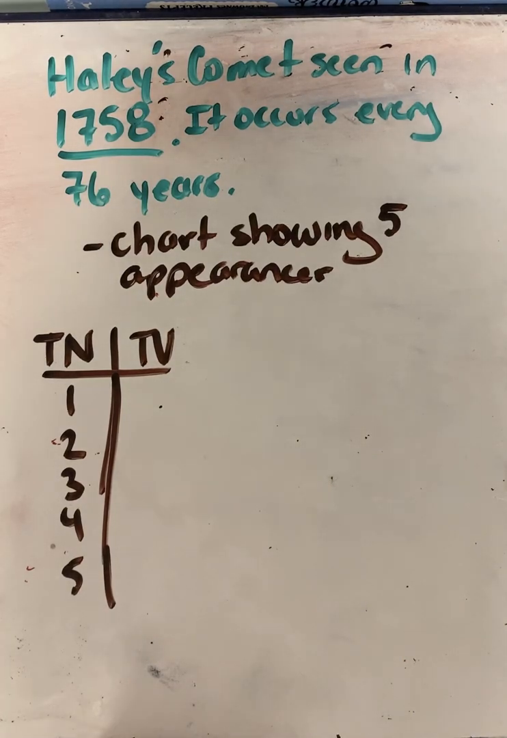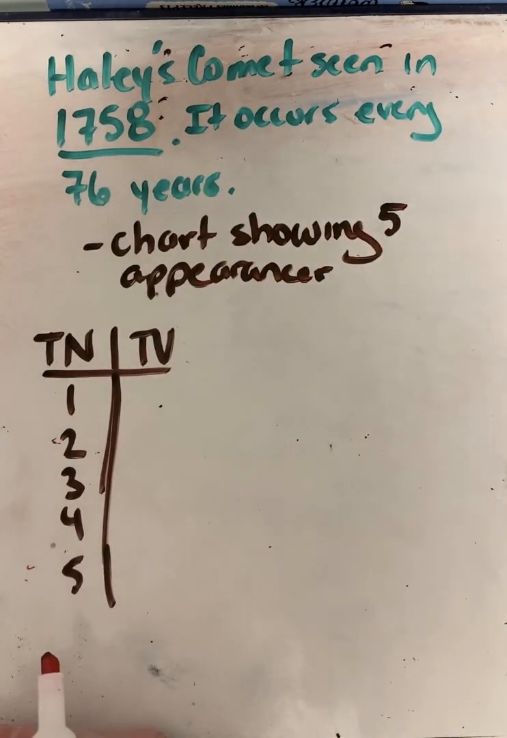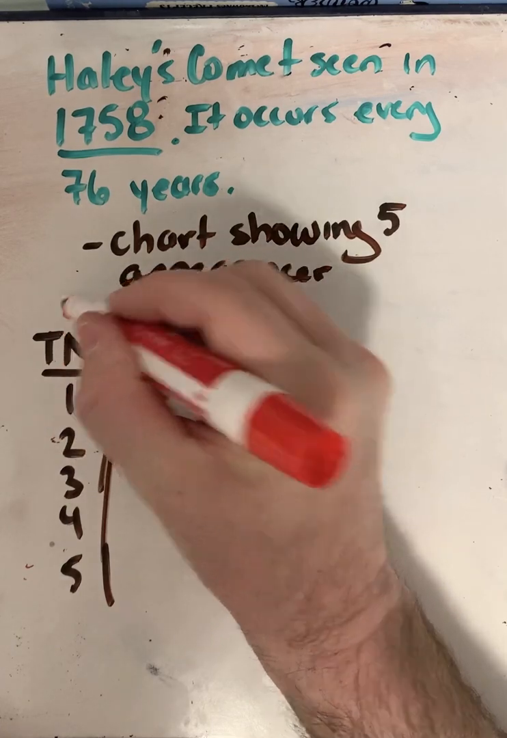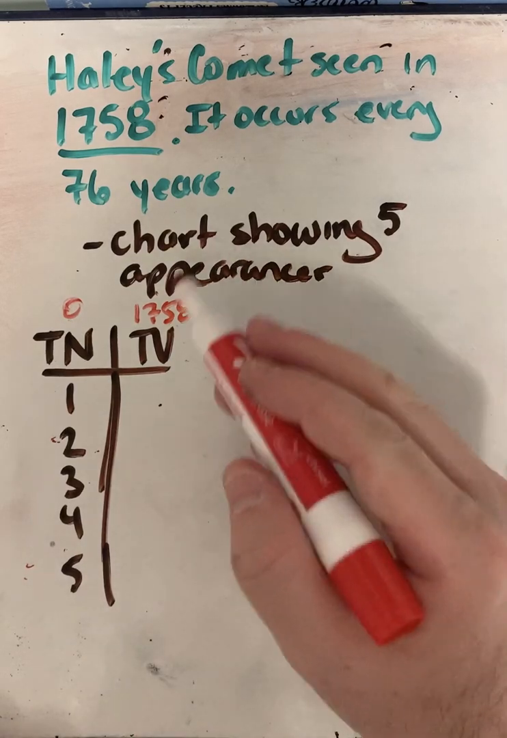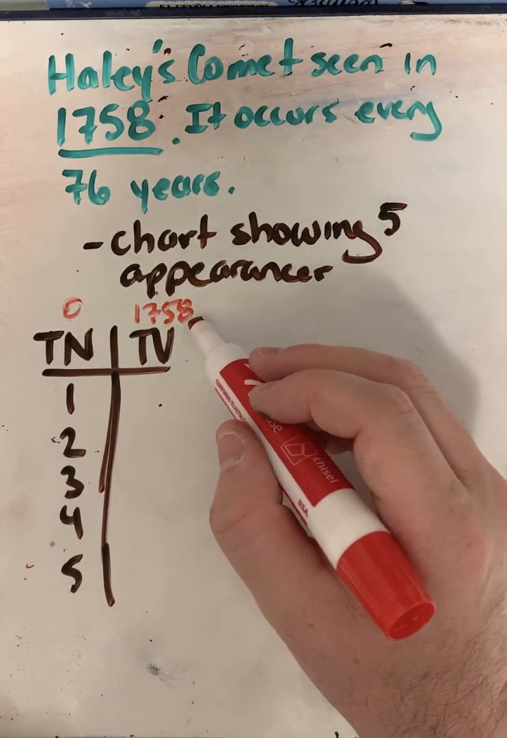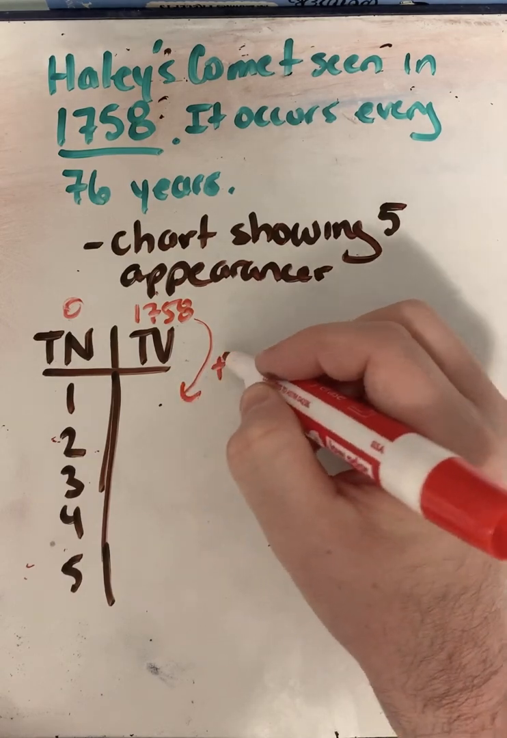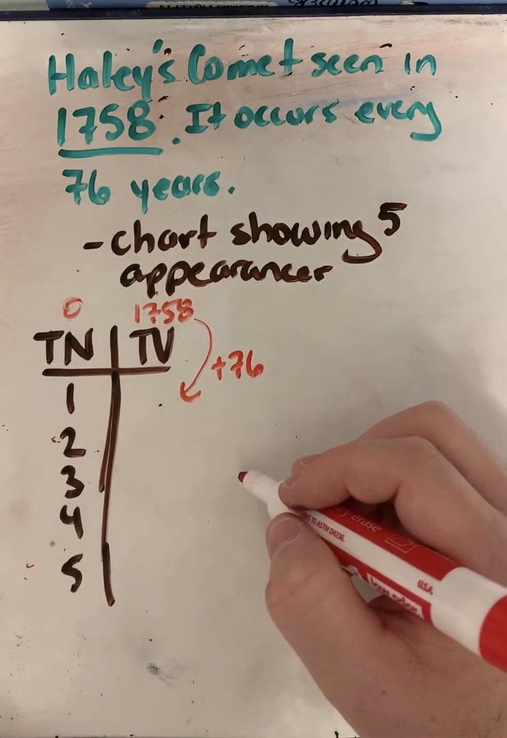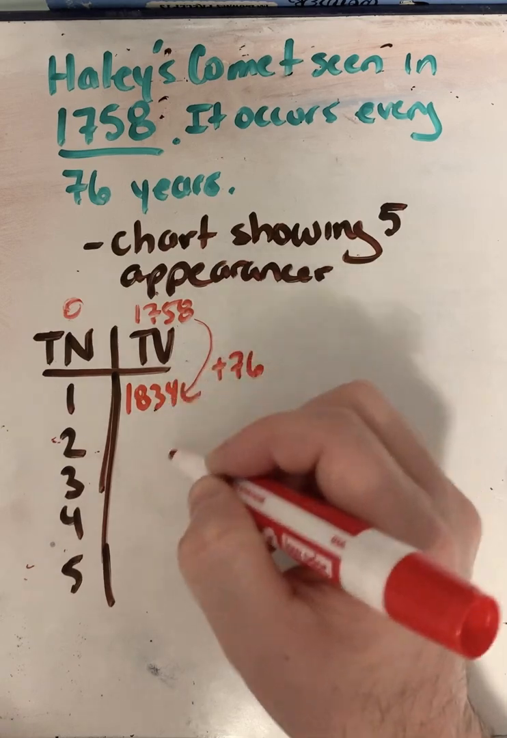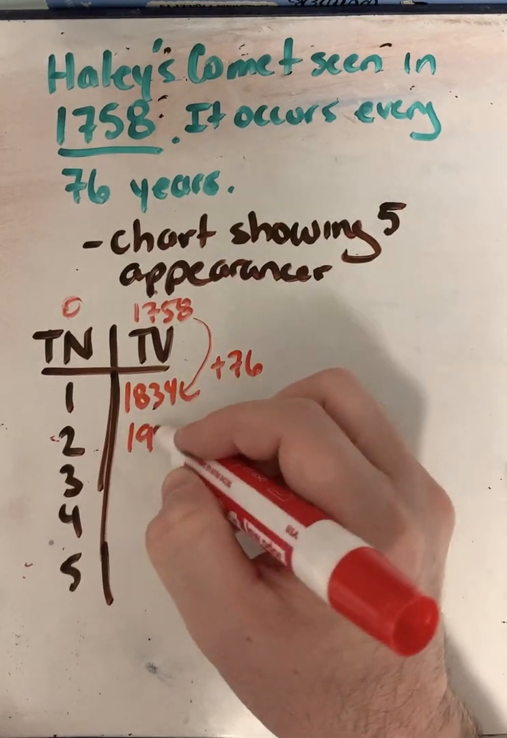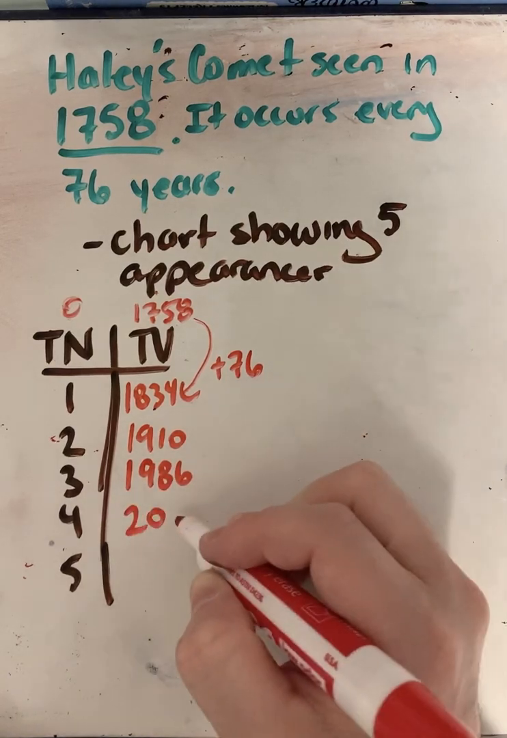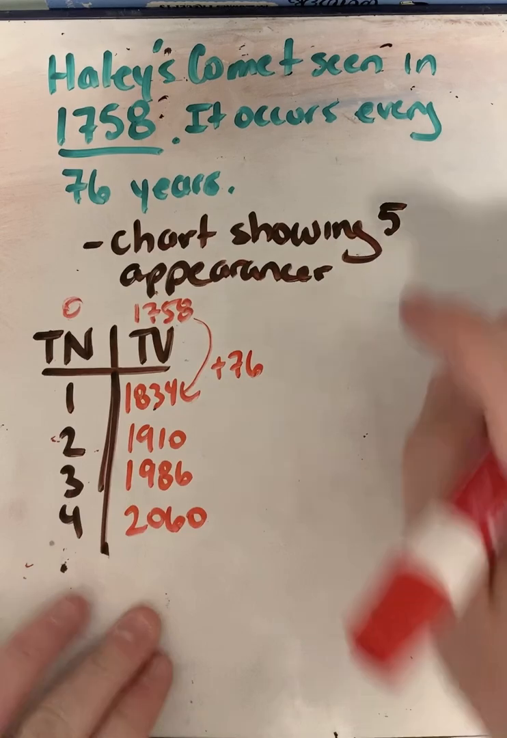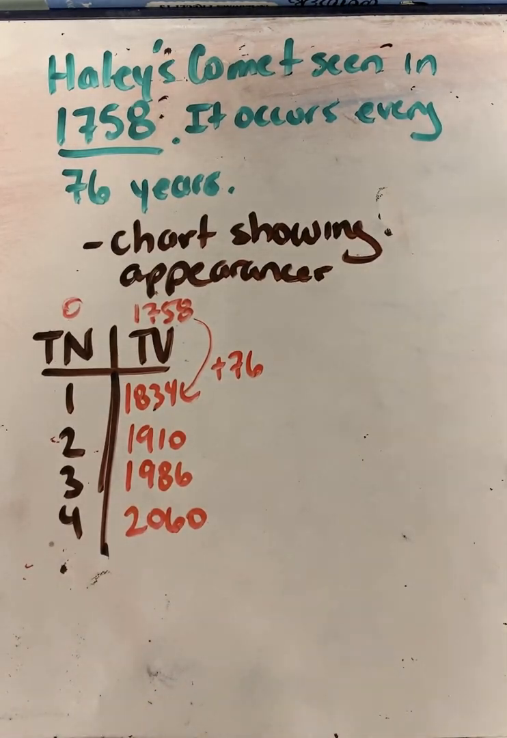This is the challenging part, because your first number is actually not 1758, because 1758 is your term 0, right? That's the birth of it. So your first actual one would be 76 years later, so this would be 1834. We keep going down, 1910. Next one is 1986, and then 2060. We'll leave it out there. We'll do the first 4, okay?